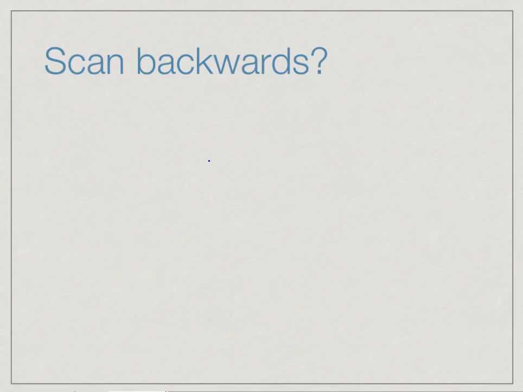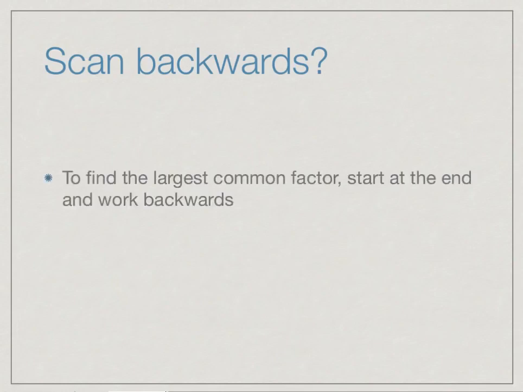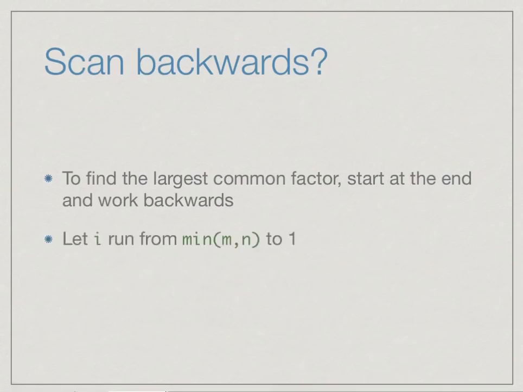So we can still do some further optimizations. Since we are looking for the largest common factor, why do we start at the beginning, which will give us the smallest common factor? We can start at the end of the list and work backwards. So instead of running from 1 to the minimum of M and N, we can start from the minimum of M and N and work backwards to 1. Again, the guarantee is that 1 will always show up as a common factor. So if there are no other common factors, at the very end, we will find 1 as the greatest common factor.